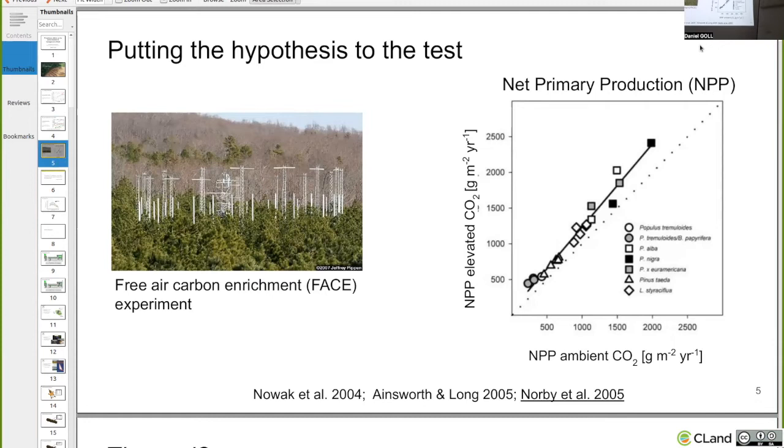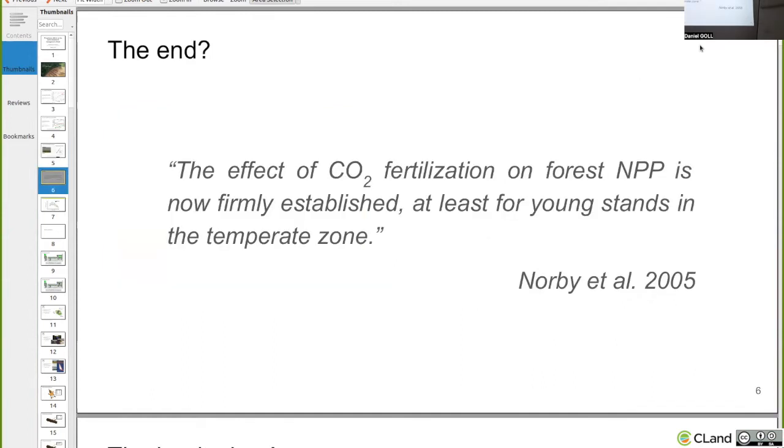You have on the x-axis the net primary productivity, which is a measure of plant growth, carbon uptake, at ambient CO2 concentration, and on the y-axis for elevated CO2. And you can see that it's not lying on the one-to-one line, but the elevated CO2 plots show a higher productivity. And this led these people to conclude that the effect of CO2 fertilization is firmly established, at least in these systems where they conducted these experiments, which were in the temperate zone and young stands. So this could have been the end to the story.